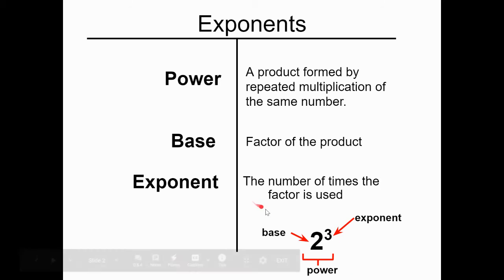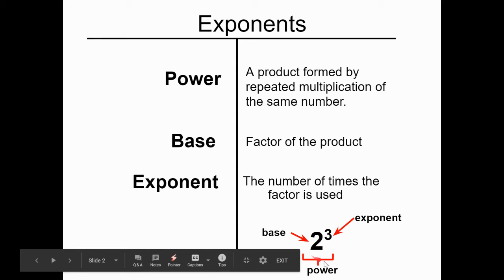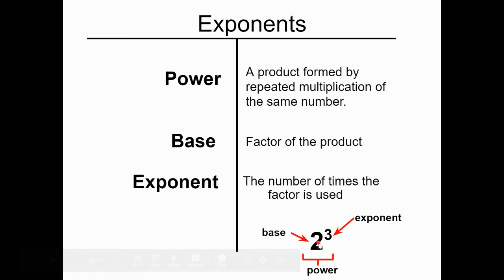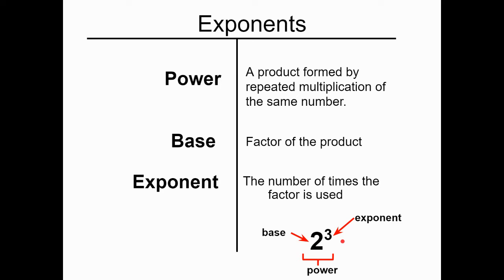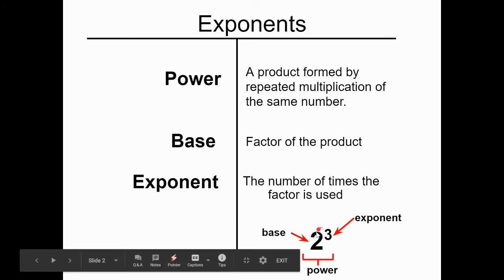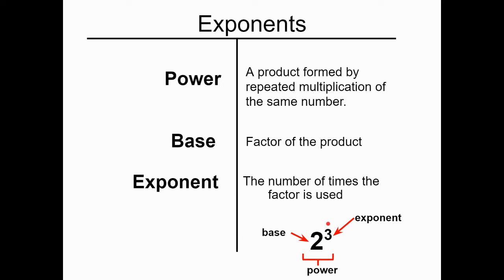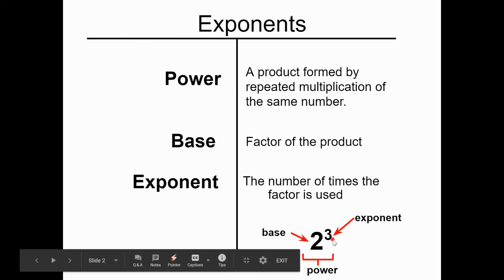So if we look at an example, this whole thing, 2 to the power of 3, is a power. The base is the number 2, and the exponent is 3. And this means 2 times 2 times 2. 2 times itself 3 times. A common error is that people look at this and say, well, that's 2 times 3. That is not what a power is, and that is not what the exponent is telling you to do. The exponent is telling you you're going to multiply 2 by itself 3 times, not 2 times 3.